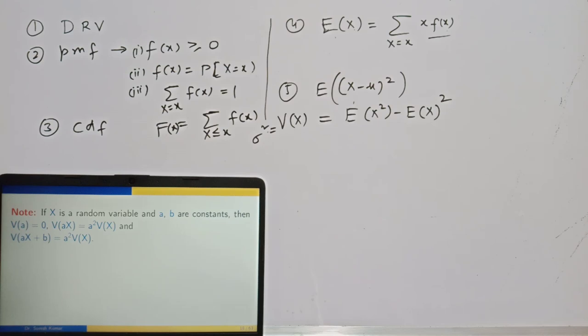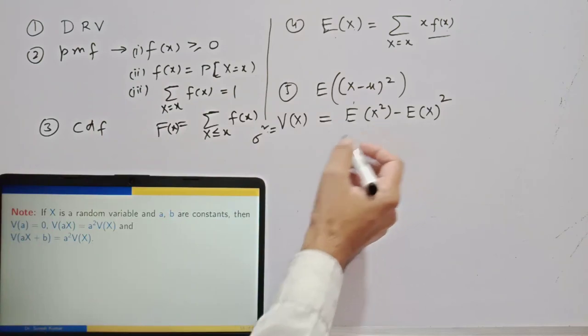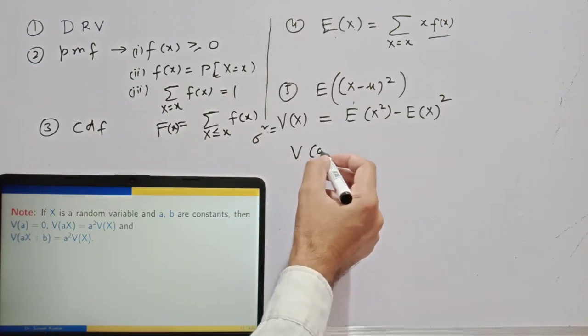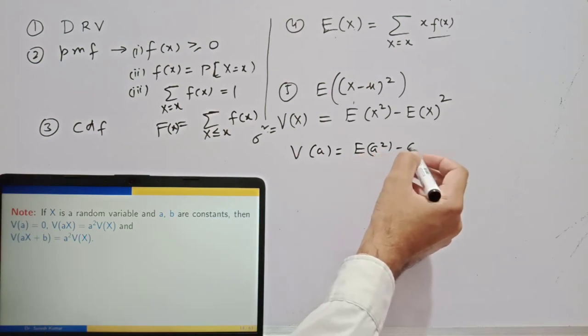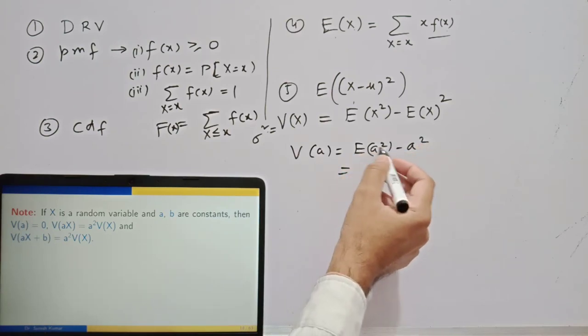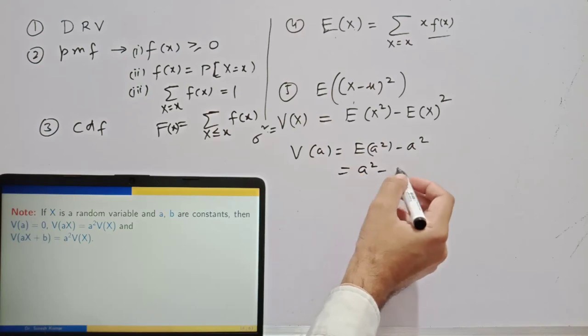Here are some useful properties of variance that you can look at. If x is a random variable and a and b are constants, then variance of a is 0. Variance of a constant is 0. Why variance of a constant is 0? You can see here in this formula also, variance of a constant, Ea square minus a square. What do you get? For constant, expectation is same. Get 0.